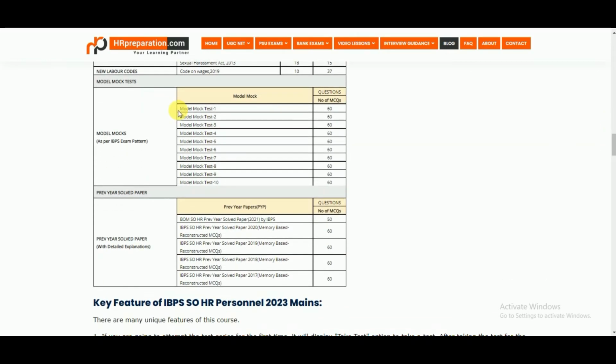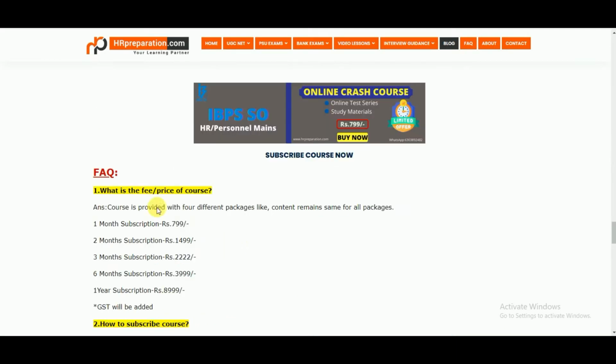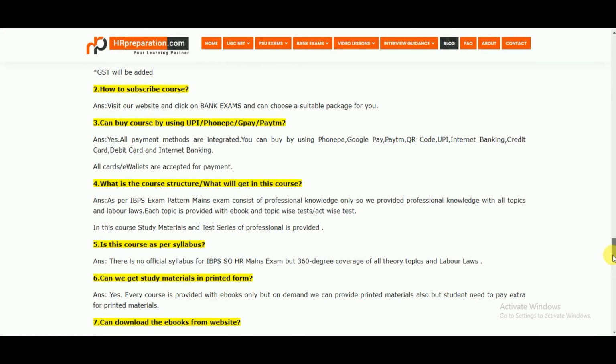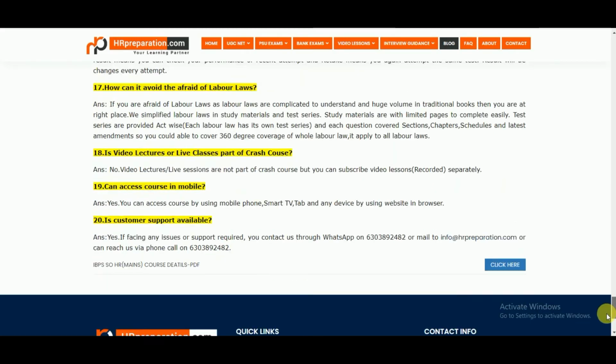Coming to the model mocks, there are 10 as per the exam pattern. Here you can see previous year solved papers with detailed explanations. The questions given in previous year's papers are not the same questions asked in the exam. Questions are reconstructed based on the topics asked in the real-time exam. Here you can find frequently asked questions. Please go through these to get clarified on common queries.